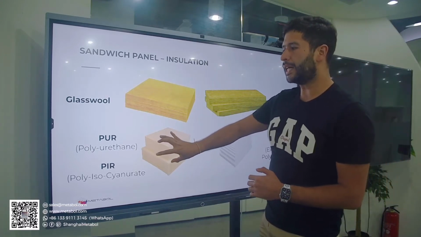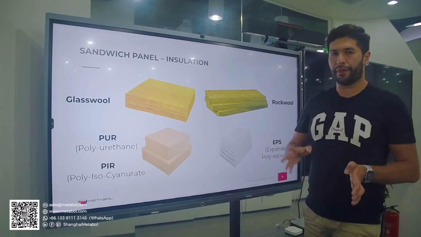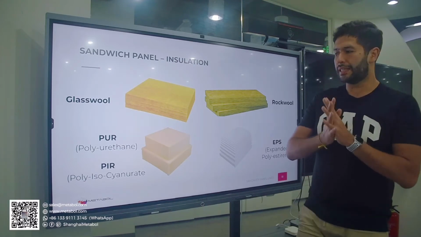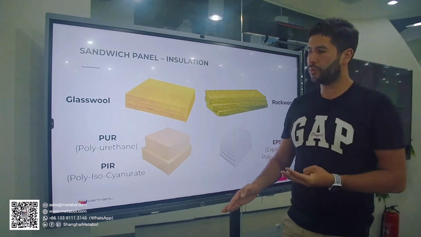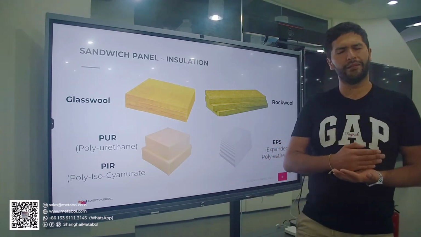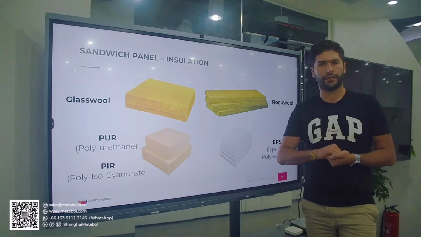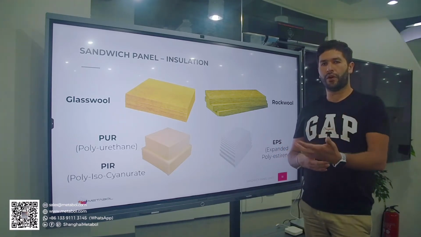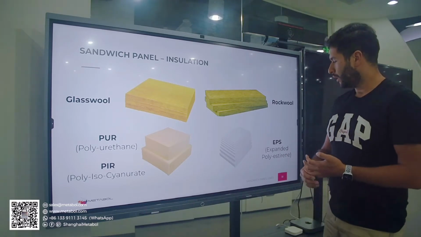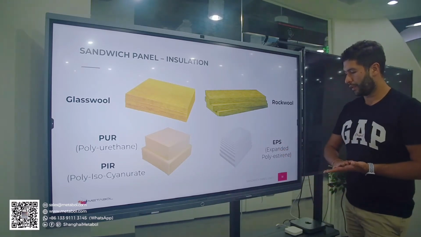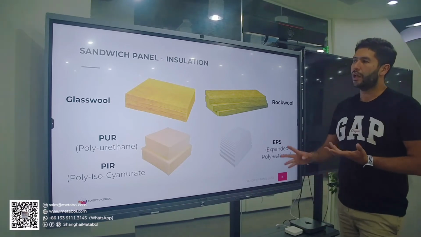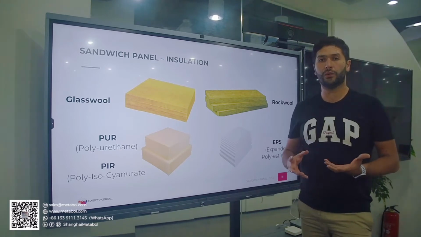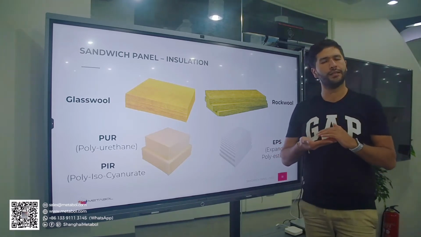Among this type, the PUR of polyurethane, it's one of them, and the other one is polyisocyanurate, is another type. These two, let's say they are like kind of brothers in terms of the properties. However, the cost of one and the performance of one is better than the other. And the EPS, though, the expanded polyester. So these different types of insulation, it's possible to have in between this steel layer.